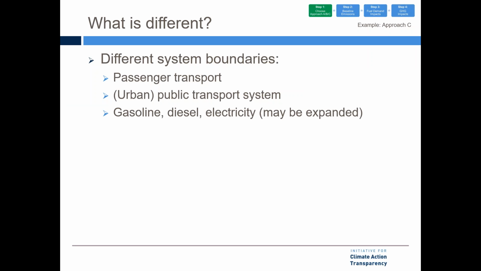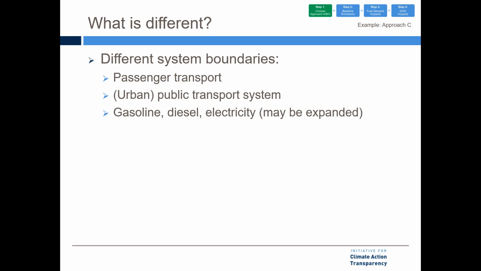The most important thing is that you have different system boundaries. So in general, with approach C, you only look at passenger transport. So you do not take freight transport into account. You look at an urban public transport system additionally to what you do in approach A. And because this is mainly urban, the whole system boundary is reduced to an urban context. Means you cannot do, or it's not advisable to do this approach for the whole country. It's better to do it for urban regions.